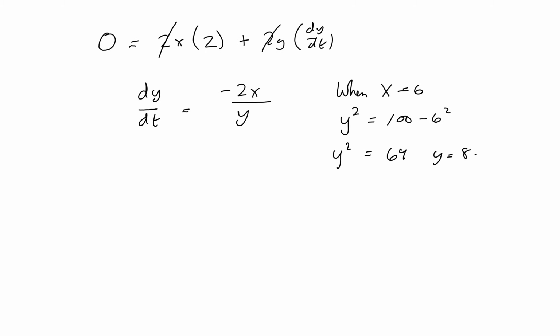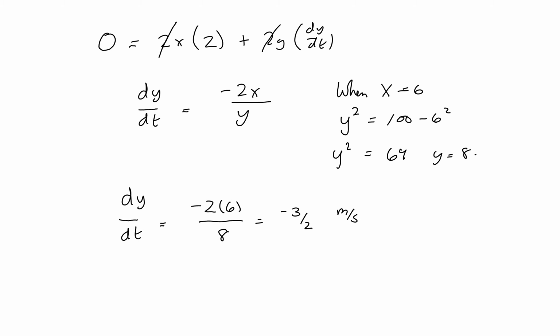So then that allows me to plug into my equation. So dy dt is equal to minus 2 times 6 over 8. So this is minus 3 halves, and then the units are meters per second.